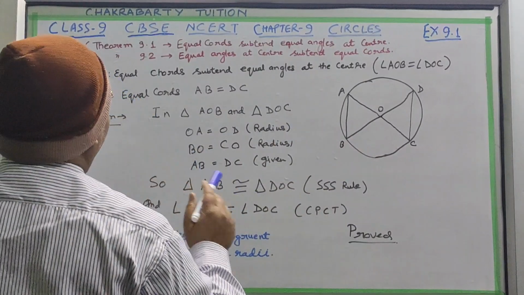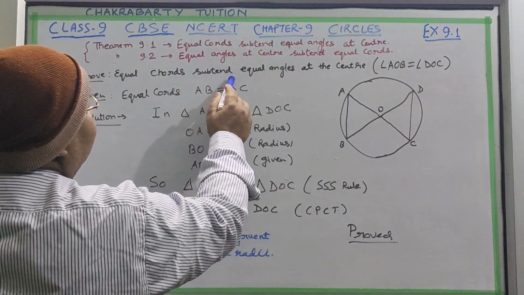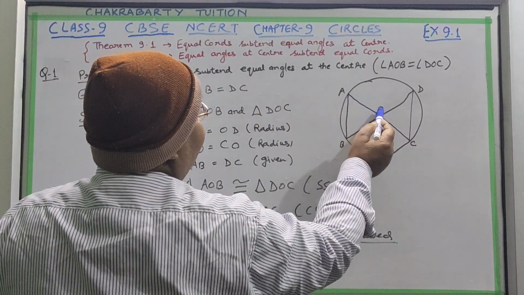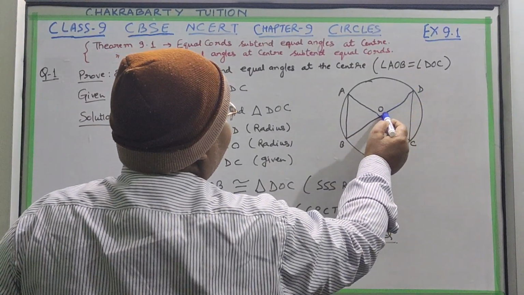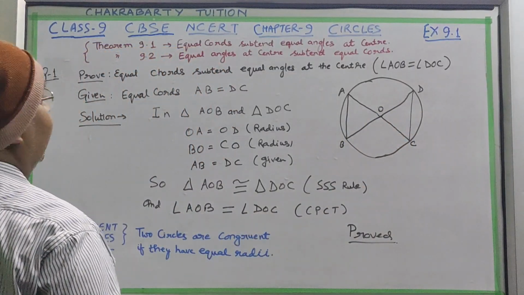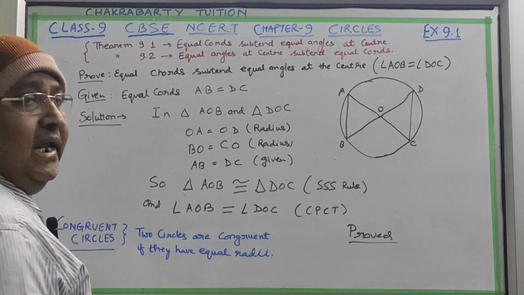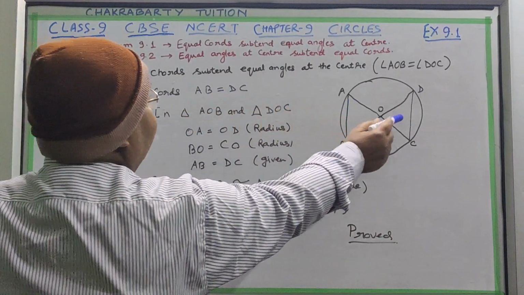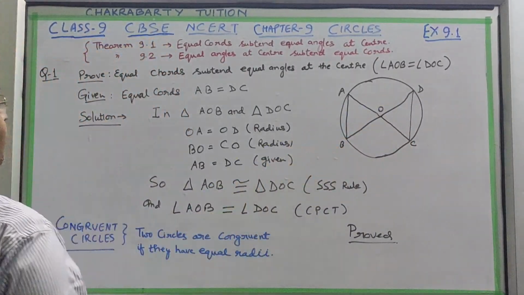So question number 1 says you have to prove equal chords subtend equal angles at the center. It means angle AOB, this angle, and angle DOC, these angles are equal. Okay. So what is given here? Two chords AB and DC are given, and AB and DC are equal. Now we are going to prove it in this triangle and this triangle.